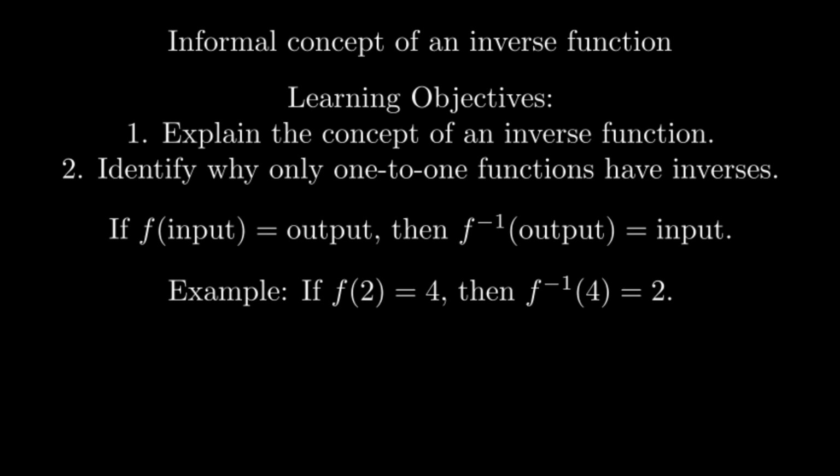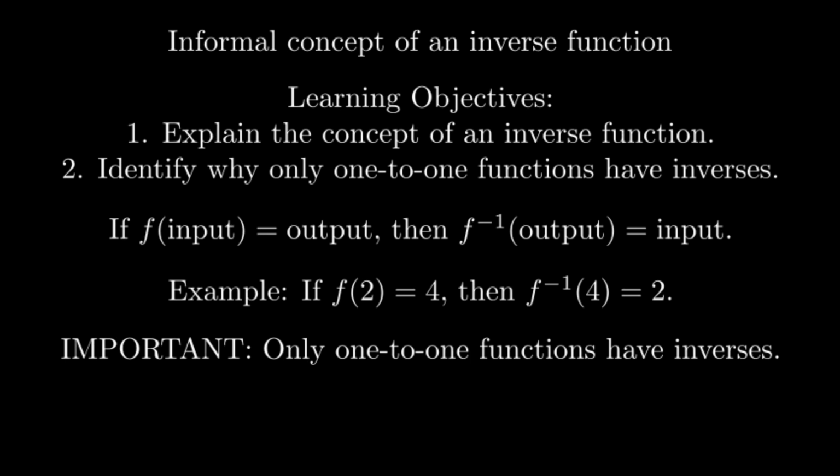Take a moment to think. Can every function be reversed? What might be a problem? The problem arises with many-to-one functions. It is a critical fact that only one-to-one functions have inverse functions. Let's understand why. Remember our many-to-one example, f of x equals x squared.